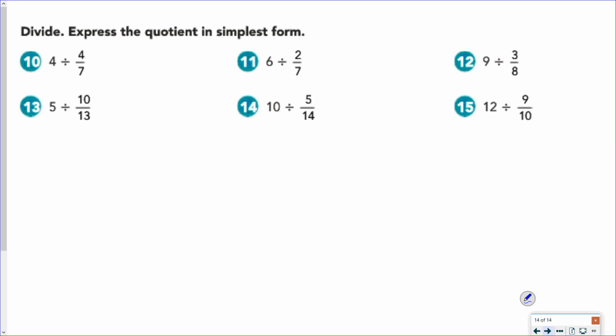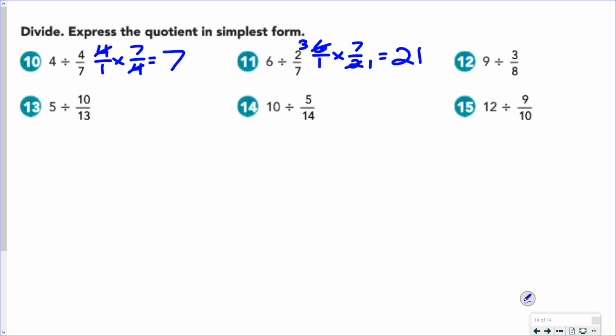Now we get to our final questions here for today. We want to divide these and express the quotient in simplest form. So we keep the first number the same with the slight adjustment, change to multiplication, use the reciprocal. Both the 4's will cancel each other out, which leaves me with 7. I would keep 6, which is 6 over 1, times 7 halves. 2 becomes 1, 6 becomes 3. 3 times 7 is 21.